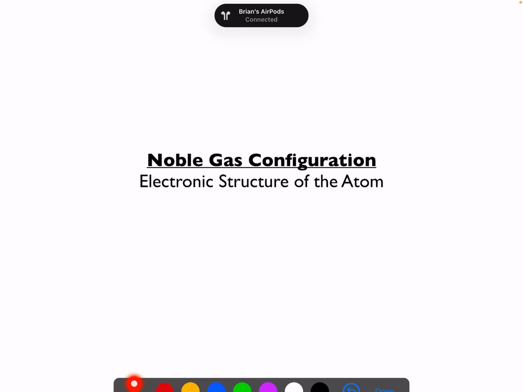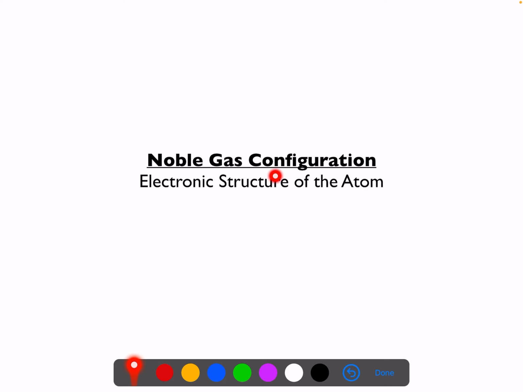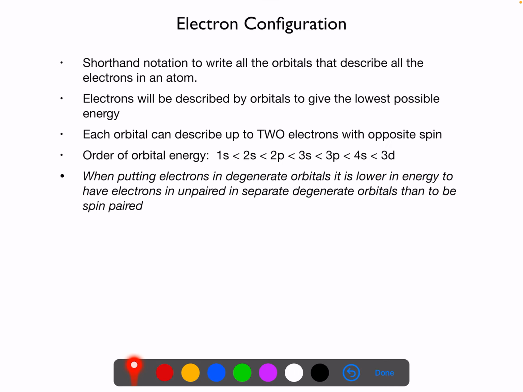This lecture is going to go over noble gas electron configuration. So now that we've gone over electron configuration, we should know that this is really just a shorthand notation to write out all the orbitals that describe all of the electrons in an atom. Reminder that electrons will be described by orbitals to get the lowest possible energy. Each orbital can describe up to 2 electrons.